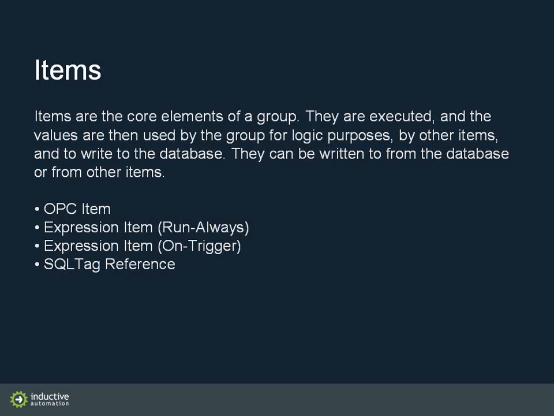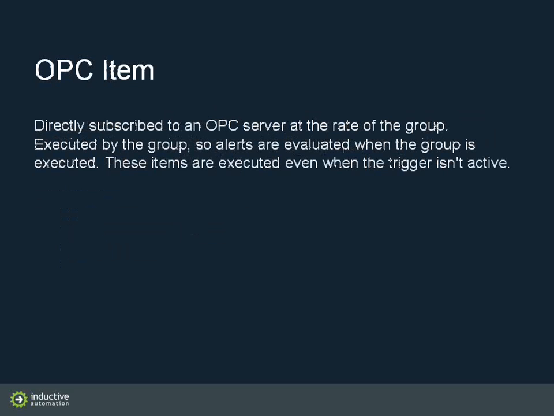So let's look at each one of these individually, because these items are very important, and the items represent the values that are going to be used to go to the database or to go to the PLC. Those are the outputs and the inputs of these groups. The first one here is an OPC item. That item is directly subscribed to an OPC server at the rate of the group. And so it's executed by the group, so the alerts are evaluated when the group is executed. These items are executed even when the trigger isn't active.